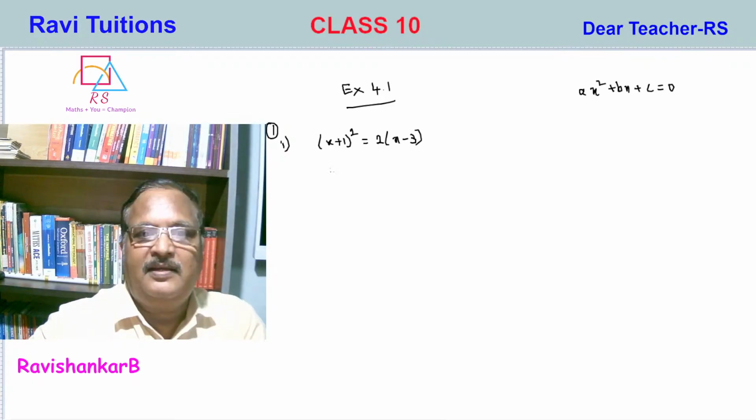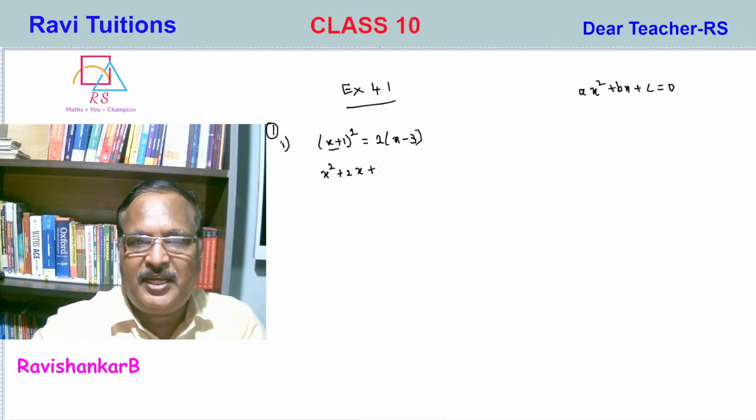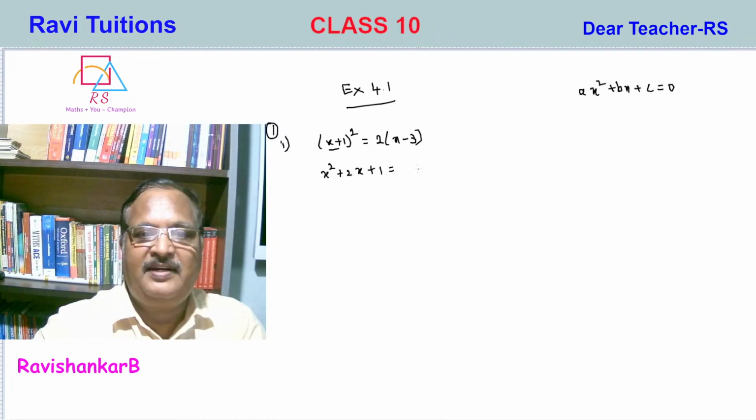So let us expand this. X plus 1 whole square. The a plus b whole square formula you have to write: a square plus 2ab plus b square. I have written directly 2x minus 6. I have opened the brackets. Now bring all the terms to the left hand side.